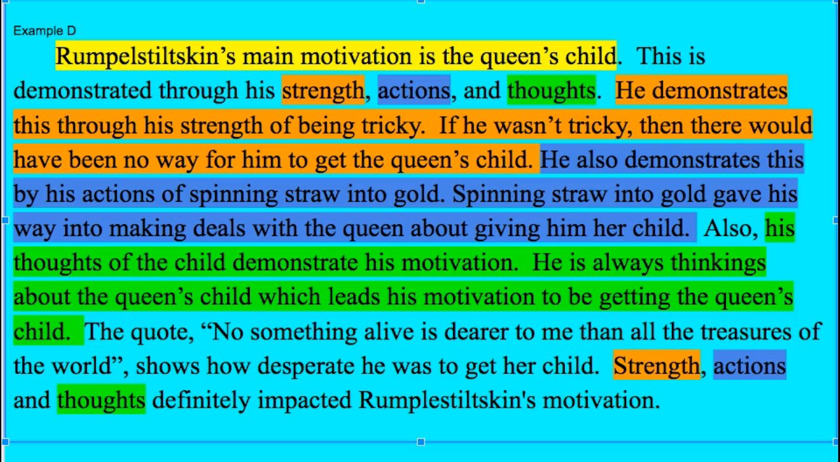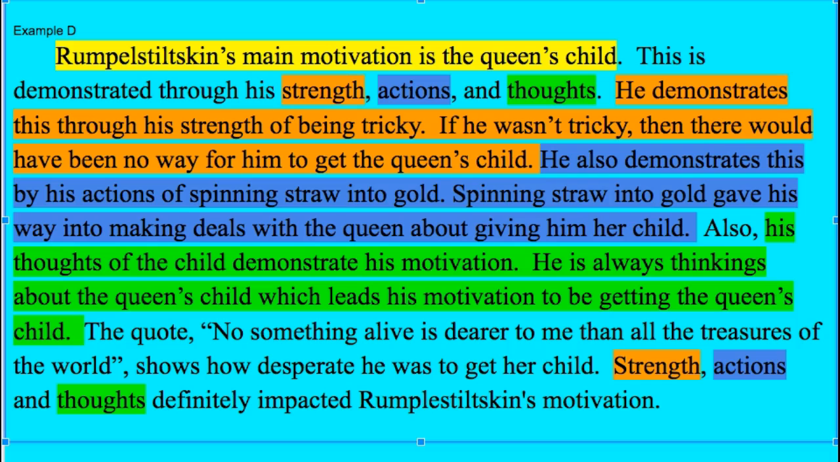Here we go again. He also demonstrates this by his action of spinning straw into gold. Spinning straw into gold gave his way into making deals with the queen about giving him her child. Pause. Again, by looking into the actions of Rumpelstiltskin and the desire to spin the straw into gold, you'll realize that what he really wants is the queen's child. And this author does a great job connecting those ideas.